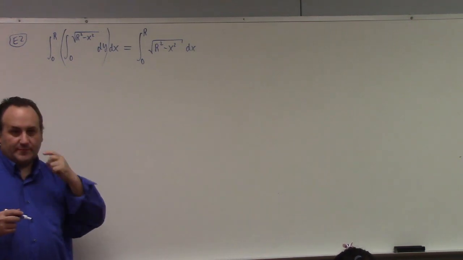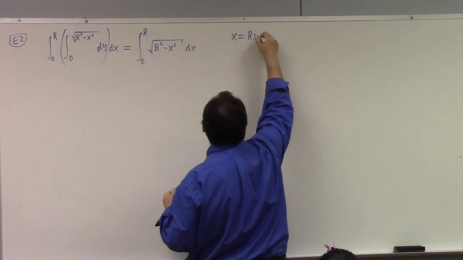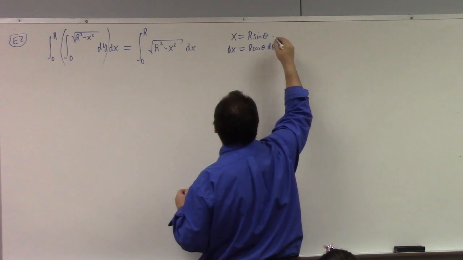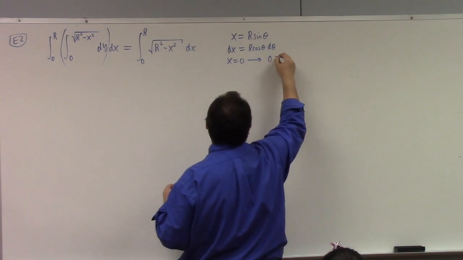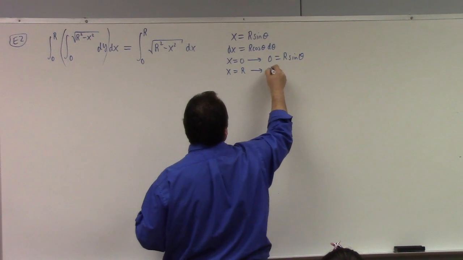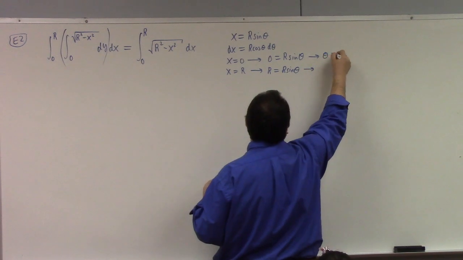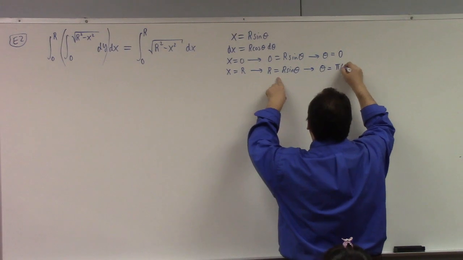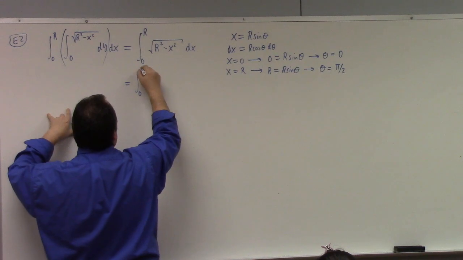Okay, so now we got to integrate that. So how do we do that? We let x equal r sine theta. That makes dx equal to r cosine theta d theta. If x is equal to 0, that tells me that 0 is equal to r sine theta. If x is equal to r, that tells me r is equal to r sine theta. So what's theta? We change the bounds, right? So here theta equals 0, here theta is equal to pi over 2. So I change the bounds from 0 to pi over 2.